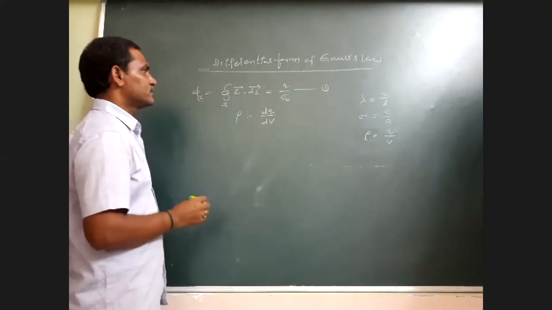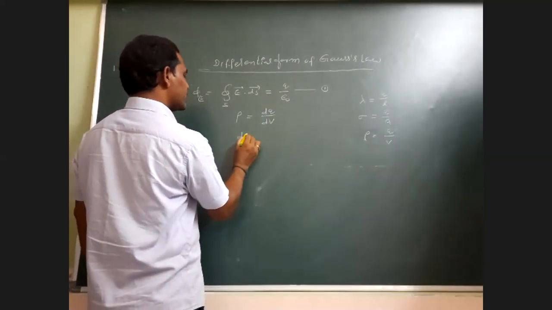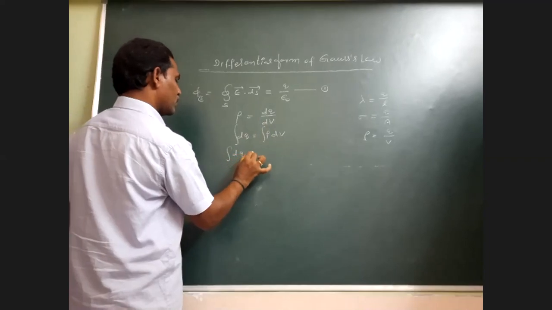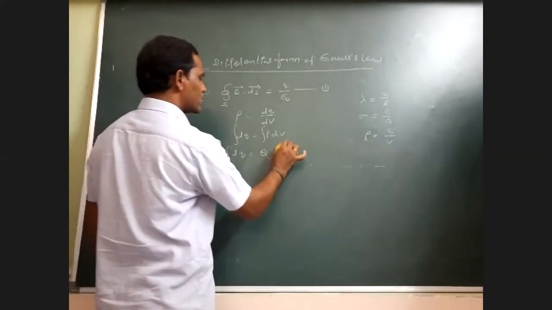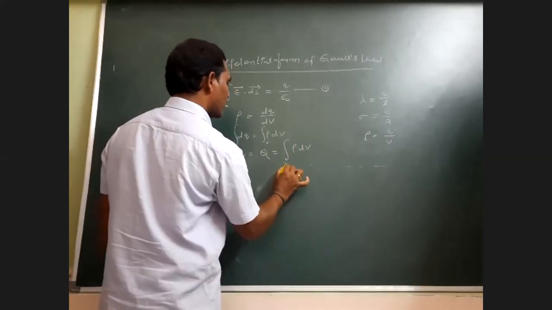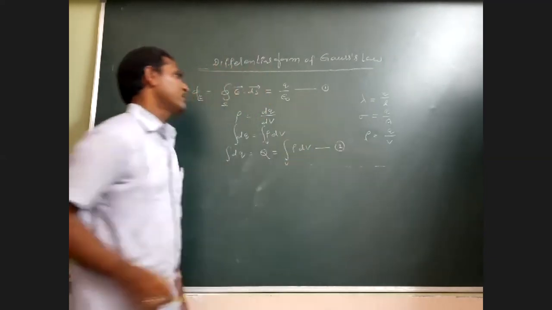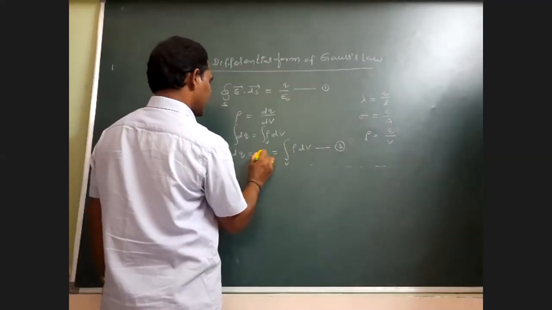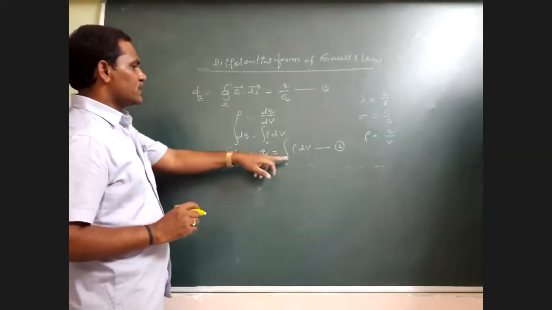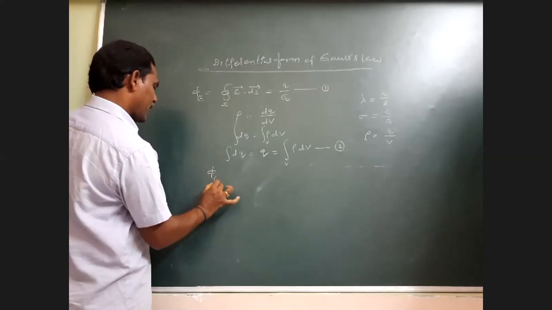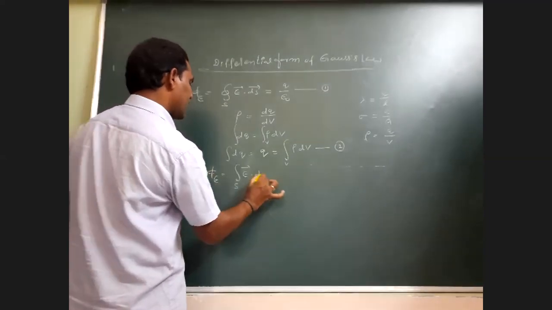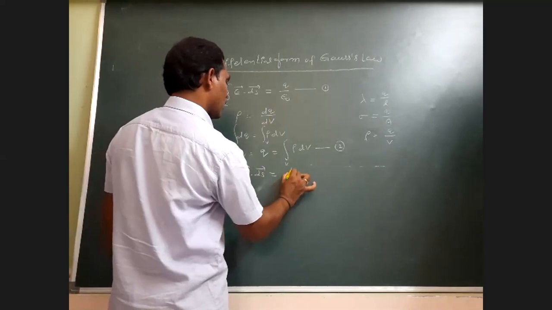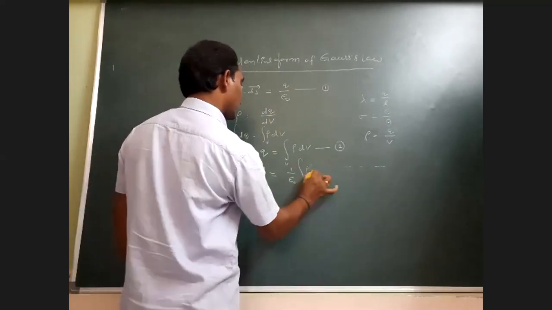So from this, dq is equal to rho into dv. Integrating both sides, the integral of dq is the total charge q, equal to the integral of rho dv over volume v. Say equation 2. Here q, written as small q, is the integral of dq. So substitute this here. Then phi e is equal to the surface integral of E bar dot ds bar, that equals q by epsilon naught, that is 1 by epsilon naught into the integral of rho dv over volume. Call this equation 3.